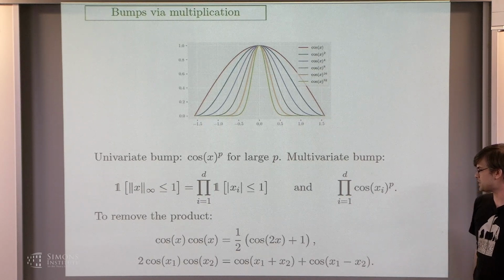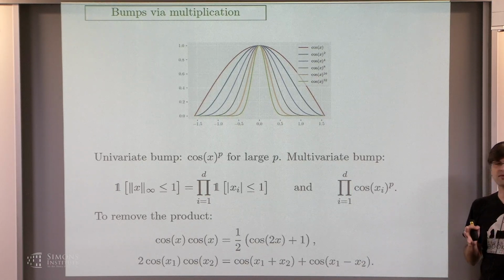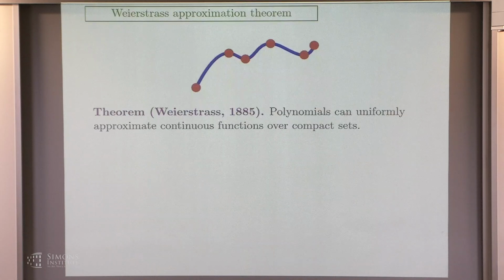I've just written 2 versions of it. But the point of this is I can take a product of cosines and convert it into a sum of cosines. Now that it's a sum of cosines, it's more like what we work with in a one-layer network. OK, so we'll use that in a second. Let me just remind you about something.